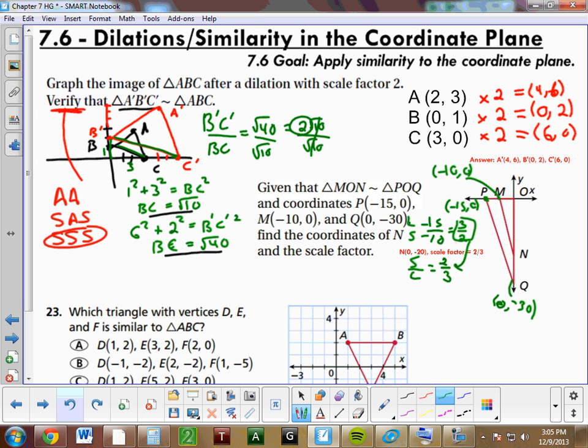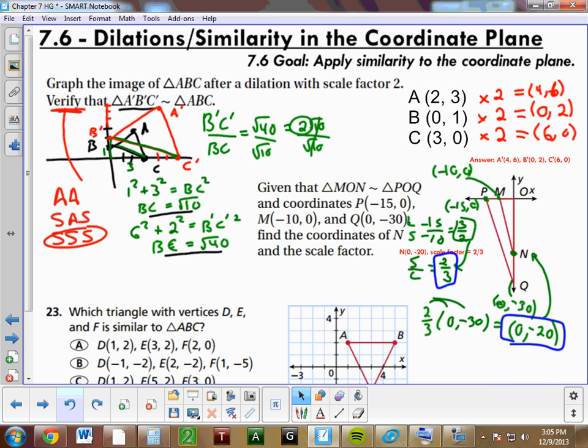So now I'm going to take that coordinate, 0, negative 30. I'm going to multiply that by 2 over 3. So I end up with 0, negative 20. So that's what that coordinate is. And my scale factor is 2/3. So that matches up with my answer. Got those, and I've got those.